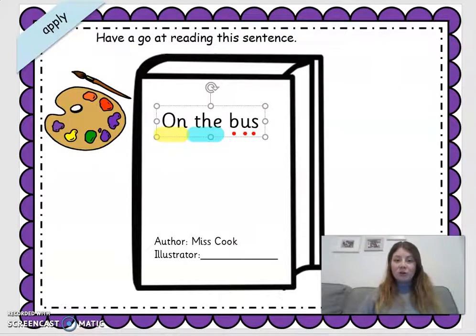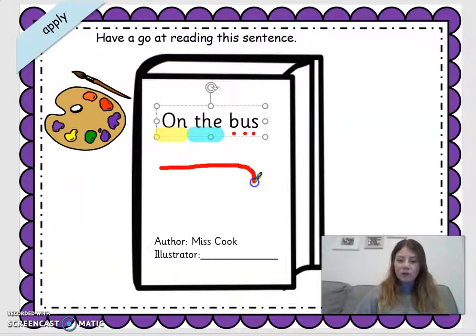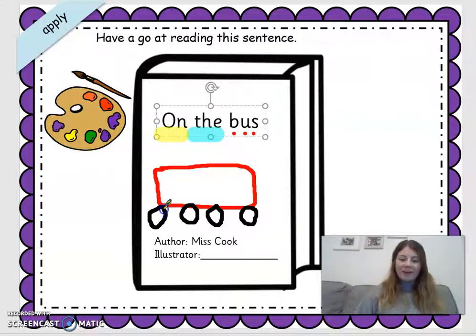Right, now, Miss Cook is not an illustrator, okay? And I'm not the best drawer, but do you know what? I'm going to be resilient and I'm going to try my best and I'm going to show a can-do attitude. So I'm going to have a think. What shape is a bus? It's a rectangular shape, isn't it? So I'm going to have a go at drawing a rectangular shape, like that. And I know that buses have lots of wheels, so I'm going to use a black colour to draw wheels at the bottom. 1, 2, 3, 4. I have 4 wheels on my bus.